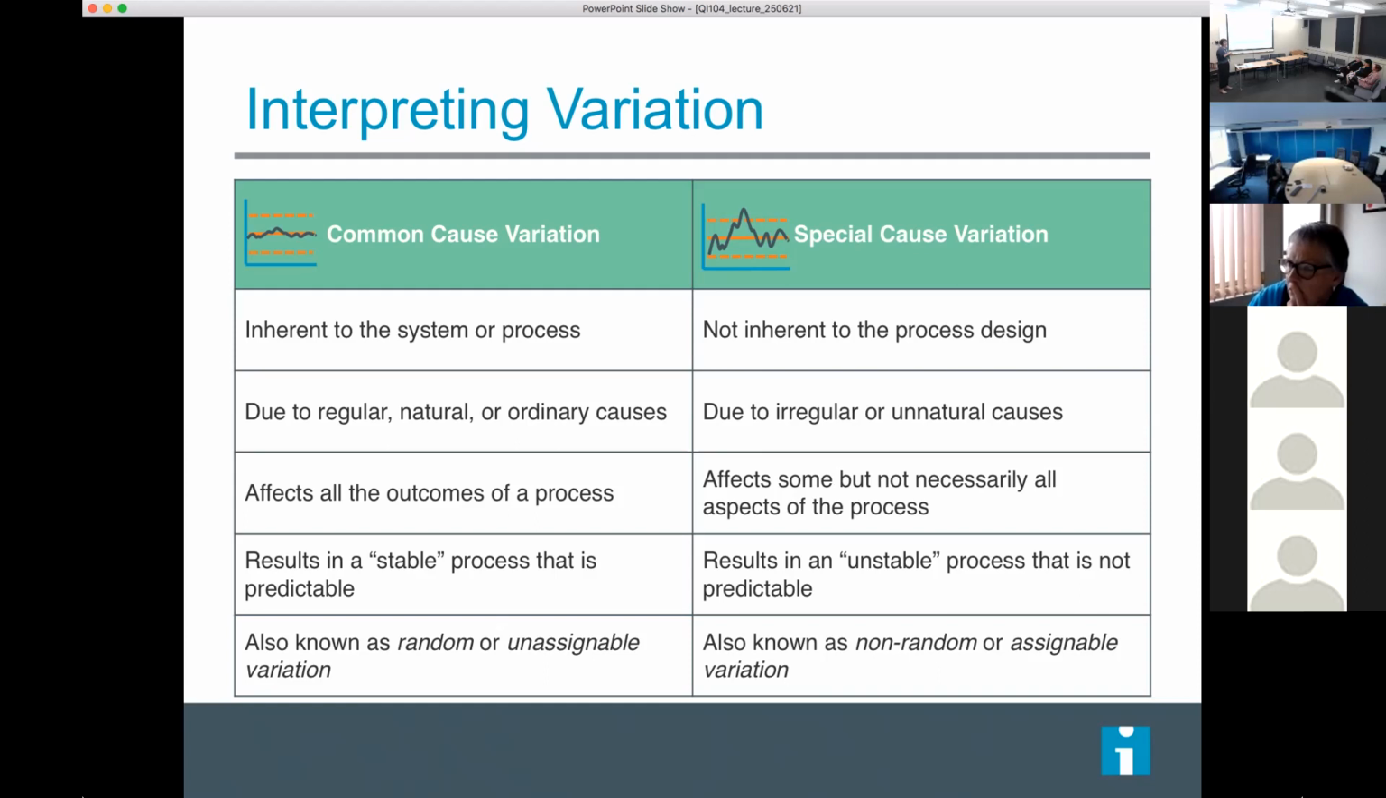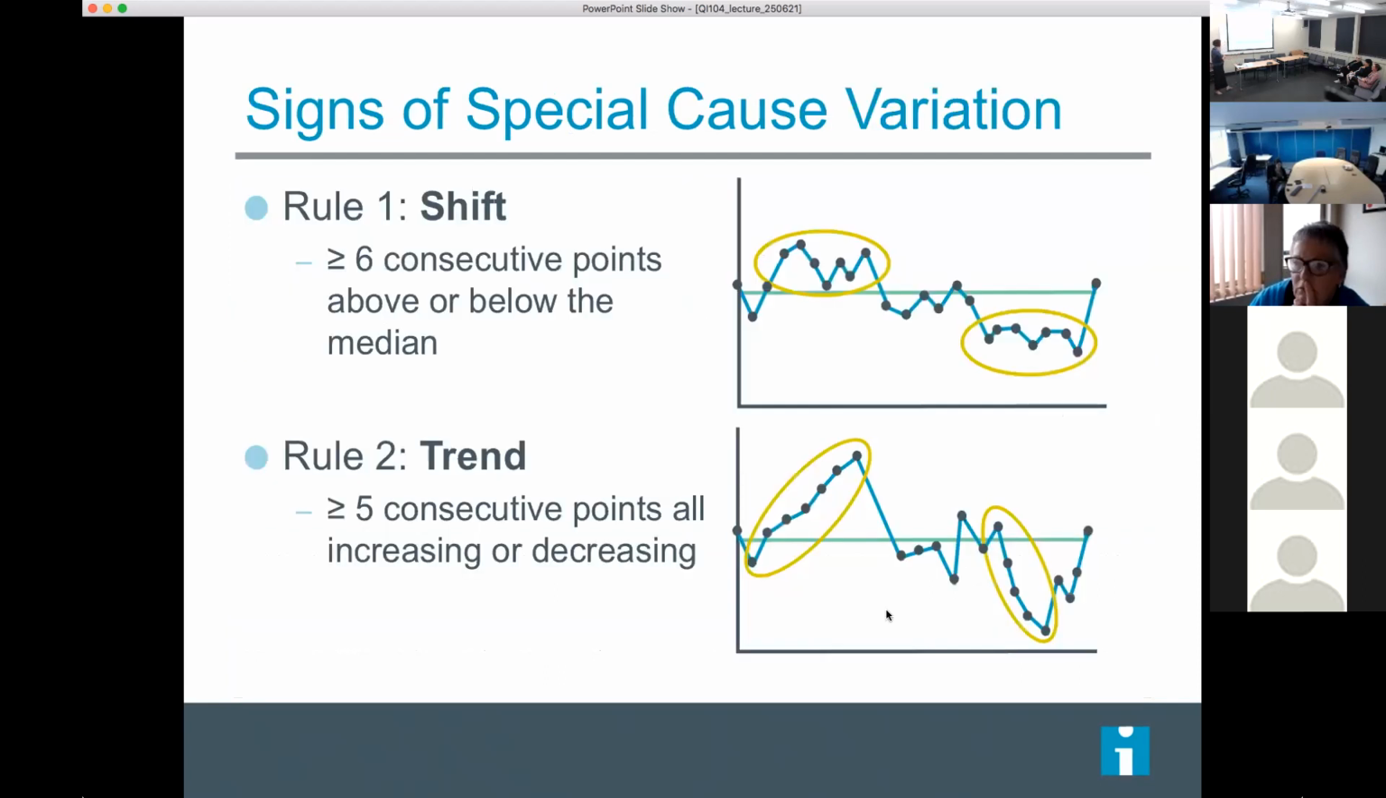And so the run charts can actually give us the tools to help us understand whether something is common cause or special cause. Next one, please. There's a few rules that we can apply to our run chart, and that can give us some indication about the variation that we might come across. The first rule is a shift, and that's when we plot our data and it's 6 or more consecutive points above or below the median. There's quite a nice example up there.